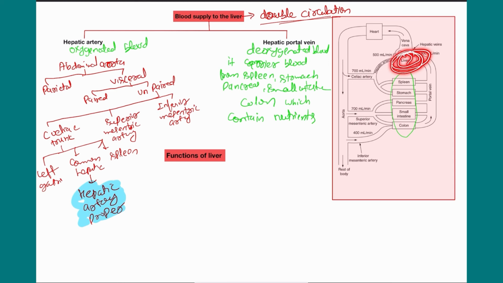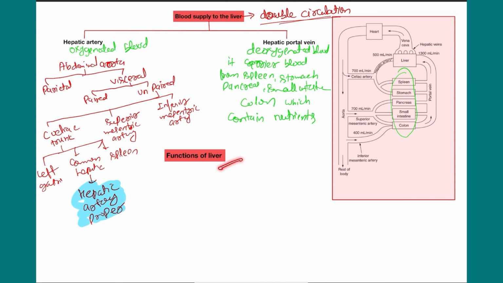After that, deoxygenated blood from the liver goes through the hepatic vein and is carried to the inferior vena cava. I already said. So oxygenated blood is carried by the hepatic artery and deoxygenated blood is carried by the hepatic portal vein to the liver, and from the liver the hepatic vein transports the deoxygenated blood to the inferior vena cava. So there are two types of blood circulation to the liver.